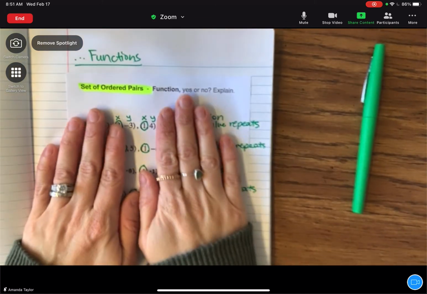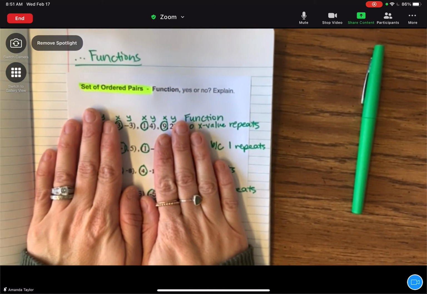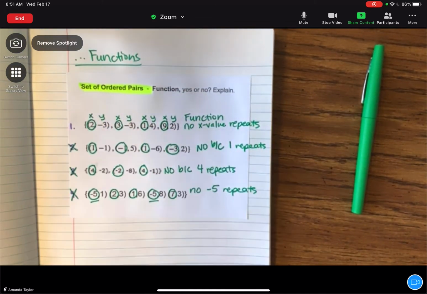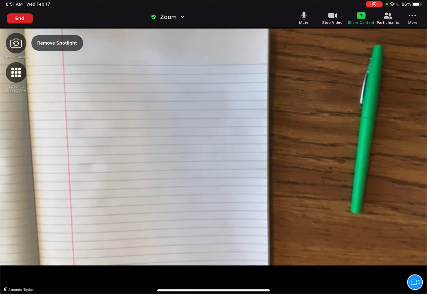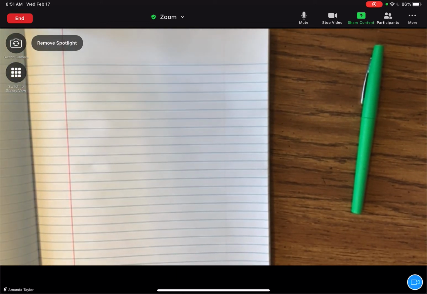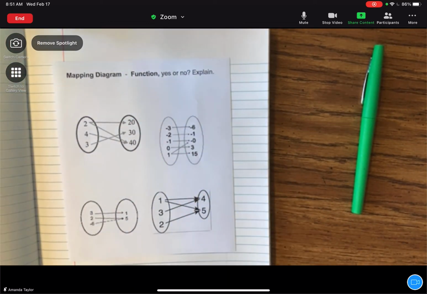All right, so that's it for set of ordered pairs. So in the future, if you're looking at a set of ordered pairs saying, I wonder if this is a function, go back to this page, okay? Next page, now we're going to look at mapping diagrams. These are a little tricky because they're new.